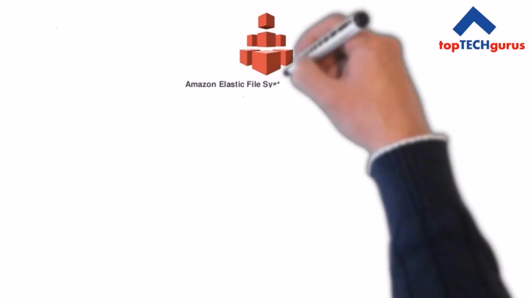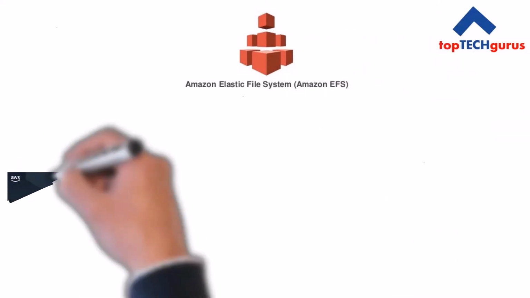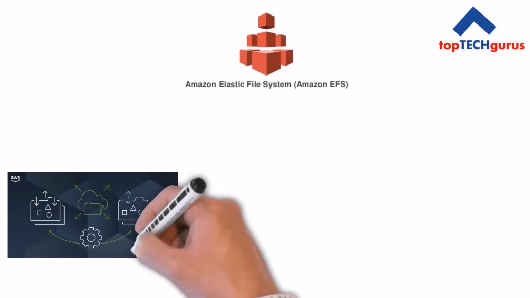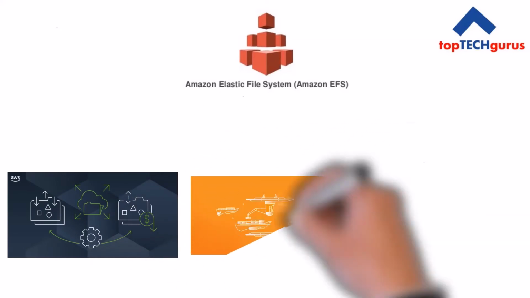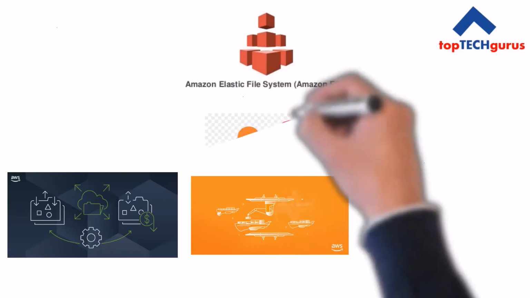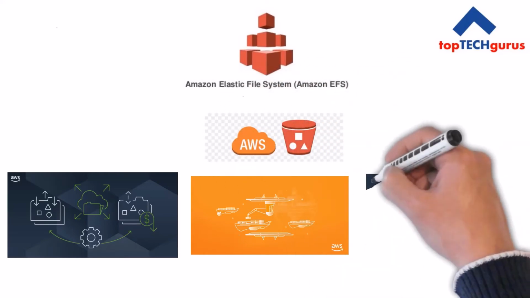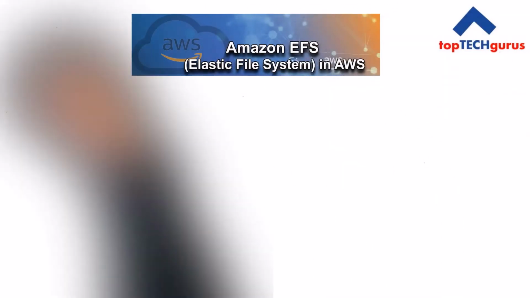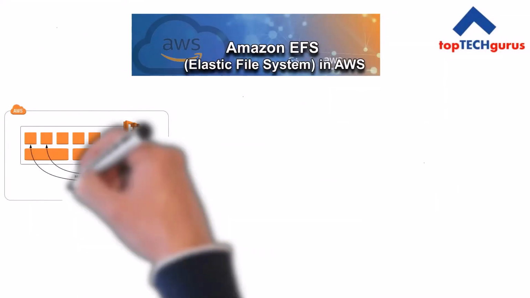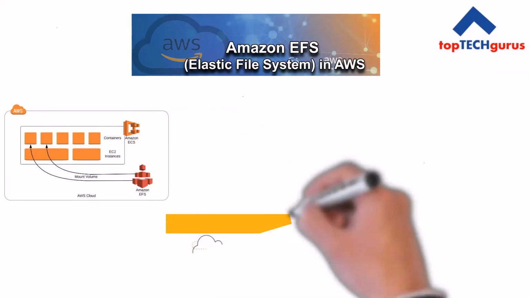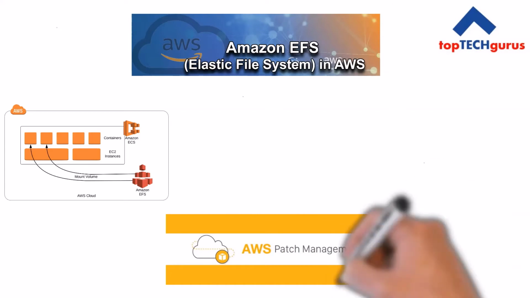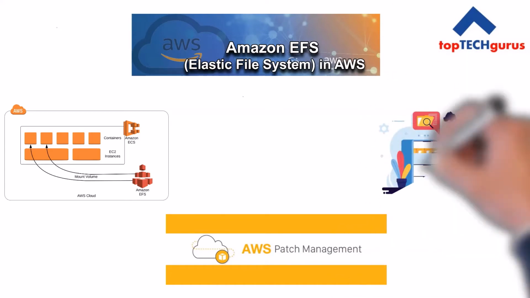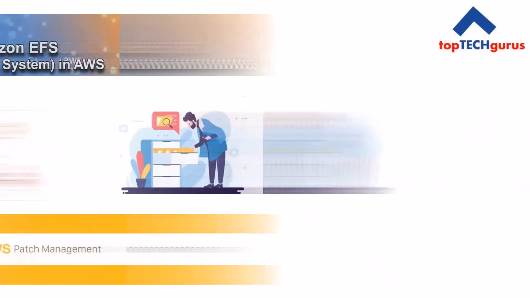EFS. Amazon Elastic File System, Amazon EFS, provides a simple, serverless, set-and-forget elastic file system for use with AWS cloud services and on-premises resources. It is built to scale on demand to petabytes without disrupting applications, growing and shrinking automatically as we add and remove files, eliminating the need to provision and manage capacity to accommodate growth. Amazon EFS has a simple web services interface that allows us to create and configure file systems quickly and easily. The service manages all the file storage infrastructure for you, meaning that you can avoid the complexity of deploying, patching, and maintaining complex file system configurations.